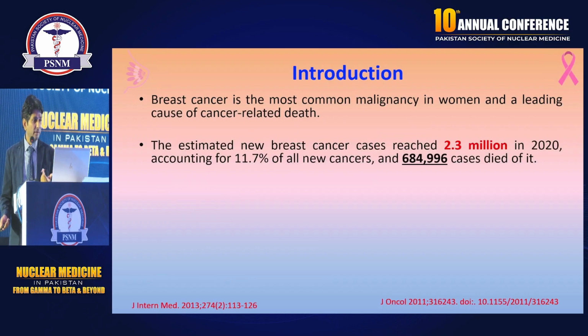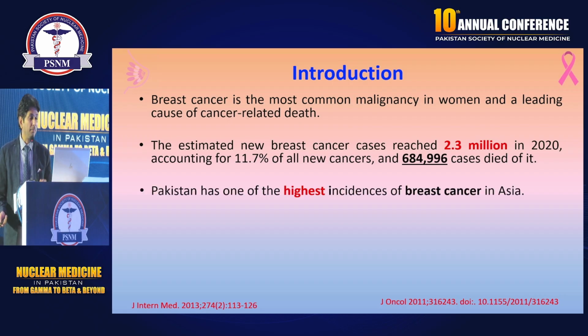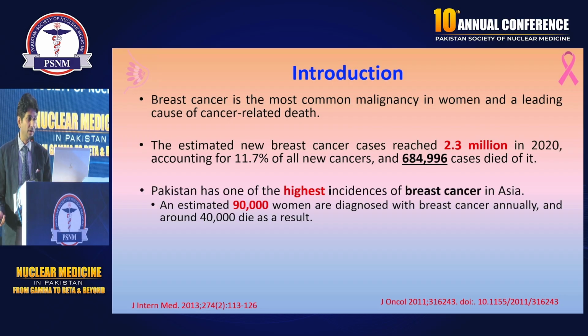Breast cancer is the most common malignancy in women and a leading cause of death. Approximately 2.3 million cases are diagnosed with breast cancer each year. Pakistan has one of the highest incidences of breast cancer in Asia. Around 90,000 women are diagnosed with breast cancer each year, and half will die from it.